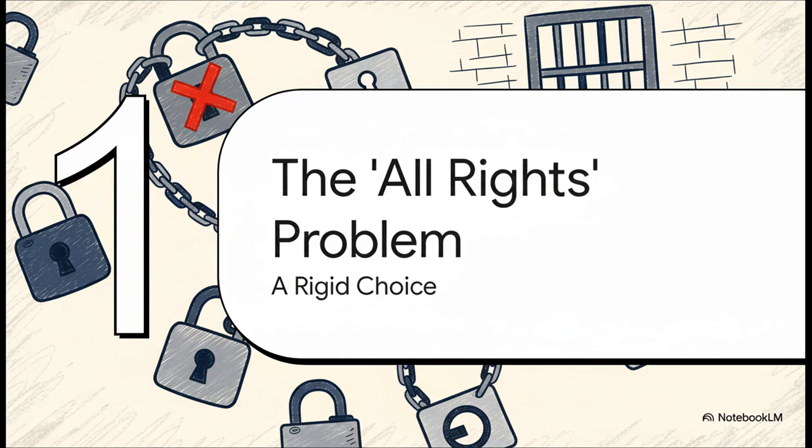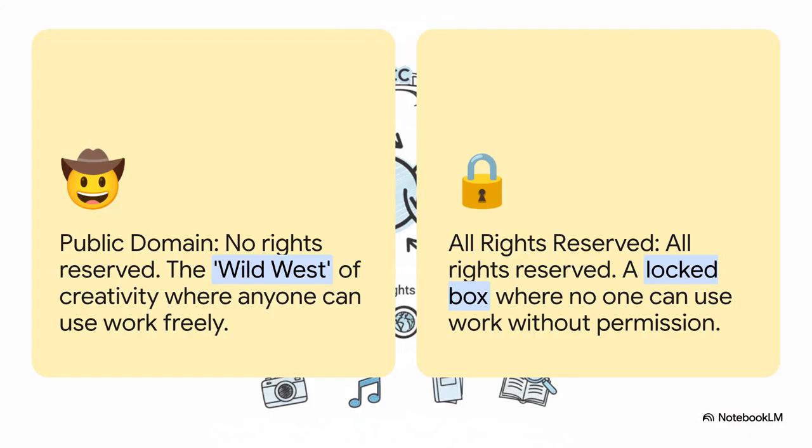So to really get why these symbols were such a game changer, we have to rewind a bit. We got to look at the world before Creative Commons. Back then, if you made something, anything, you were basically stuck with a really rigid all-or-nothing choice. On one side, you had the public domain. Think of it like the creative Wild West. Everything was totally fair game for anyone to use for any reason. But on the other side, the default for everything new was all rights reserved copyright. And that was like a locked box. Nobody could touch, share, or build on your work unless they hunted you down and got your explicit permission first. There was no middle ground.